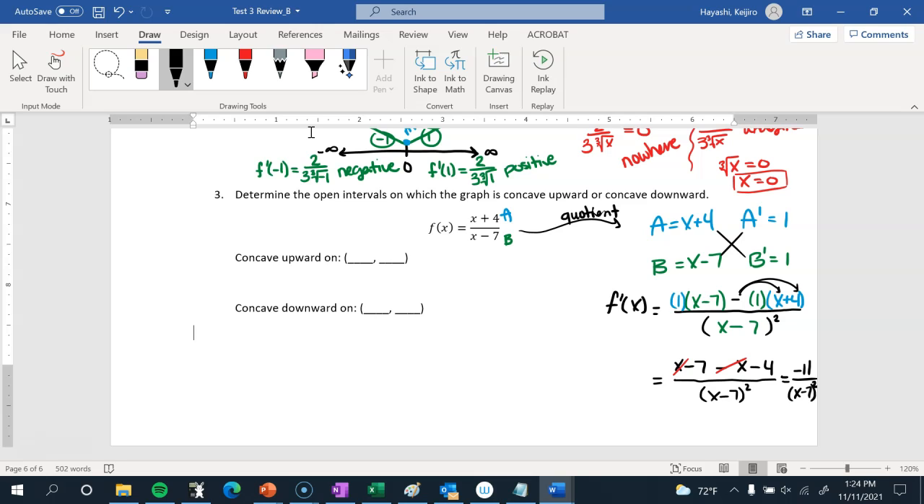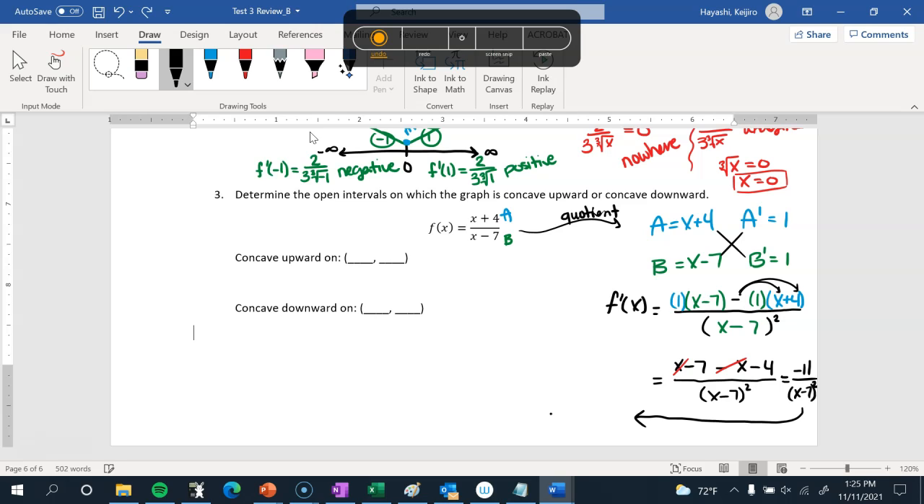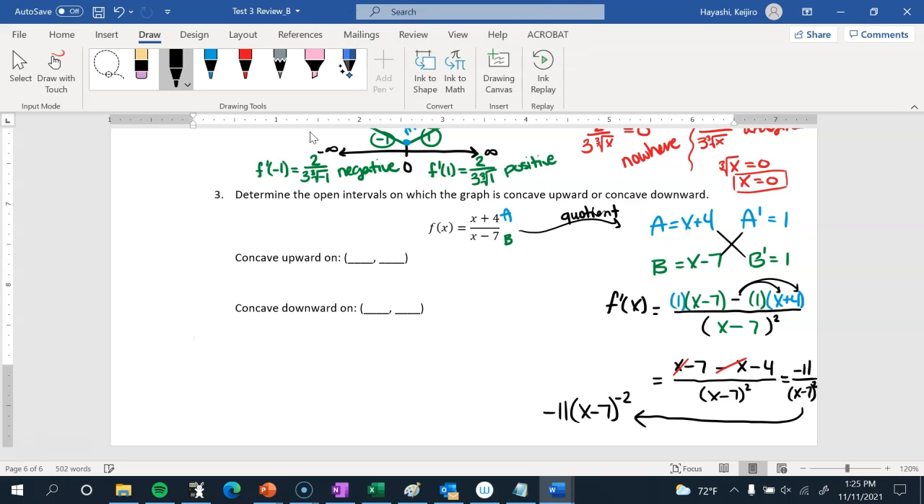Now, you could take the derivative of this using the quotient rule, with negative 11 as your a, its derivative will be 0, and (x minus 7) squared as your b. You could do that. I mean, that would be good practice if you need to practice the quotient rule. But you could also, if you wanted, rewrite this as negative 11 times (x minus 7) to the negative 2 power instead, right? So flip that (x minus 7) squared up to the top as a power of negative 2.